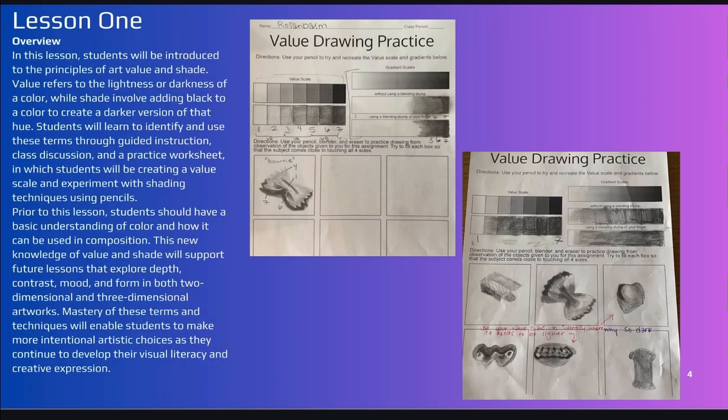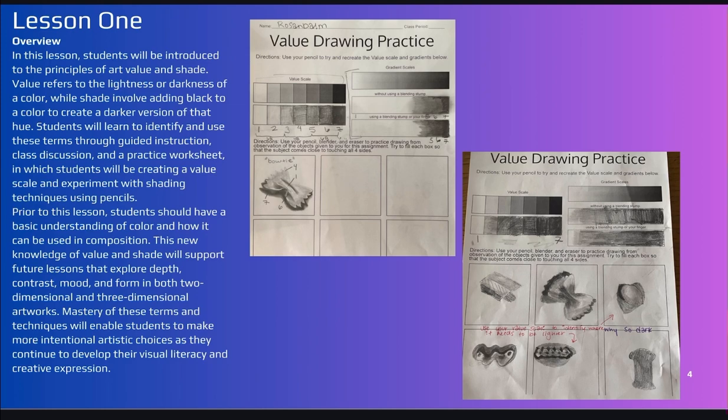For lesson 1, students were given a worksheet, and we completed the first part of the worksheet with guidance. We created our own personal value scales as well as our own gradient scales that gave students an opportunity to practice using their new tools as well as their newly learned concepts.